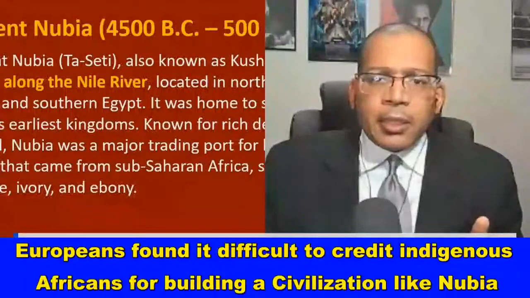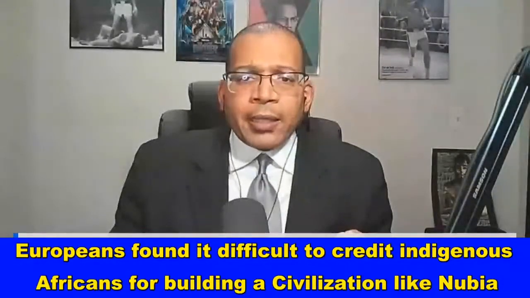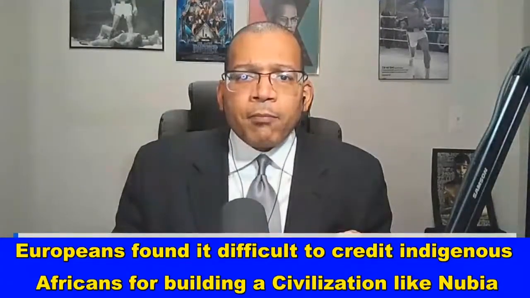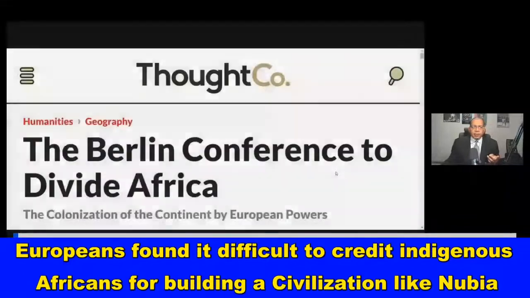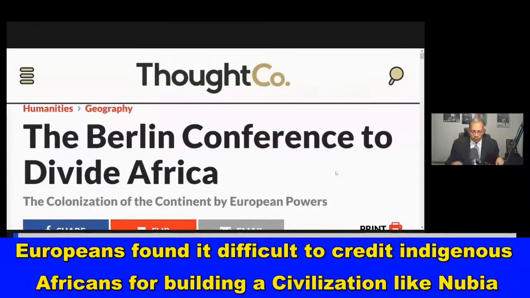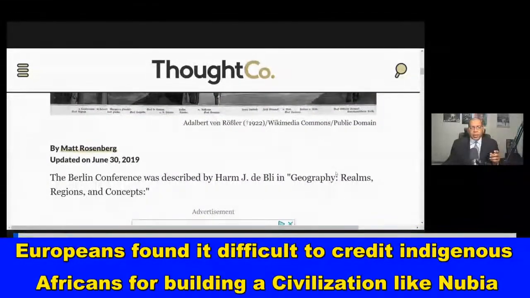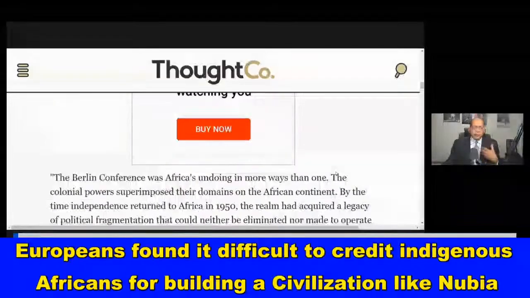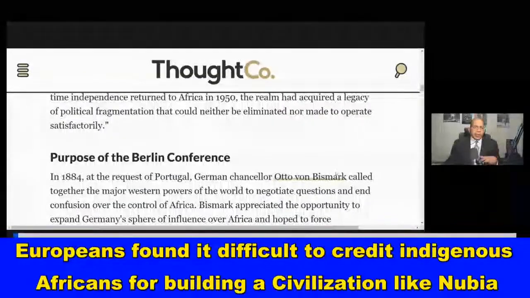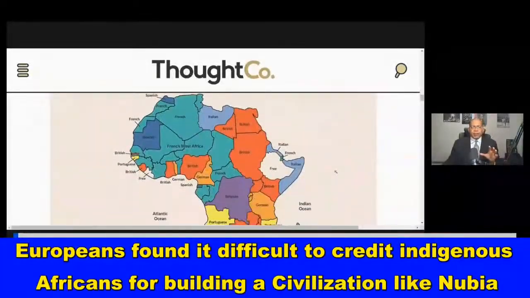There's a good article from thought.co, and it's on the Berlin Conference. This one right here, the Berlin Conference to divide Africa, the colonization of the continent by European powers. This article is from June 30th, 2019, and it deals with some of the history of these 14 European nations having this conference in Berlin, Germany, and they carve up Africa into colonies.